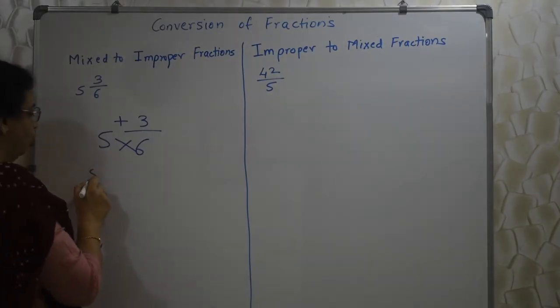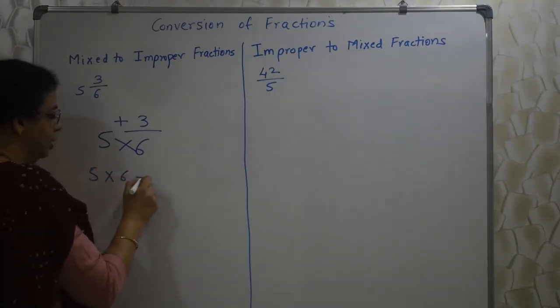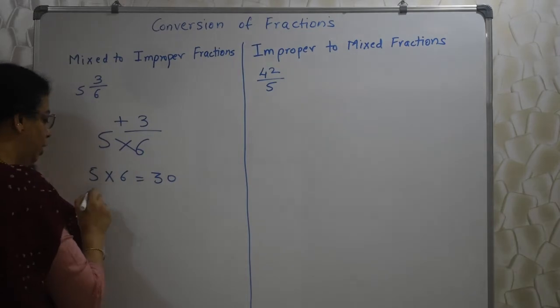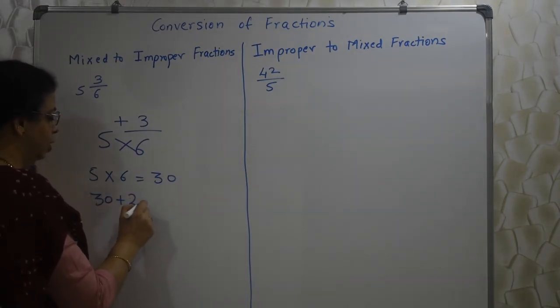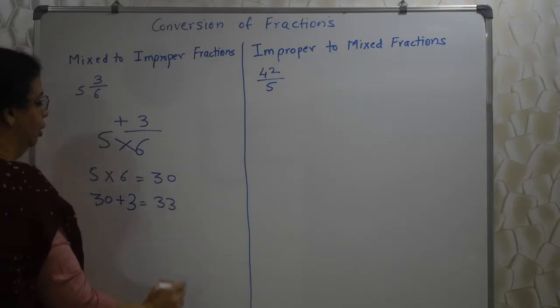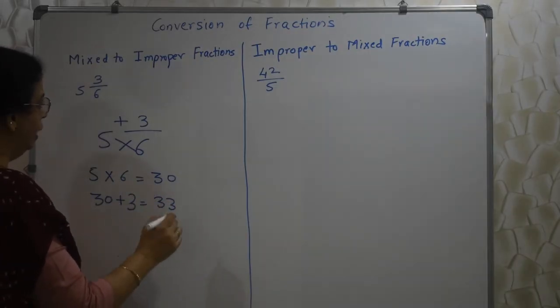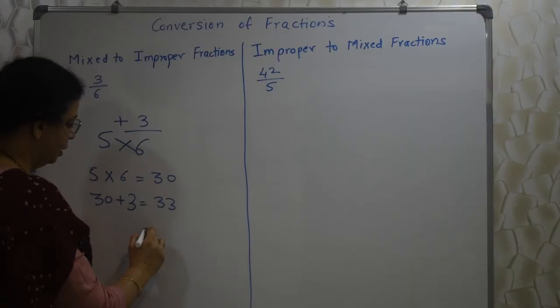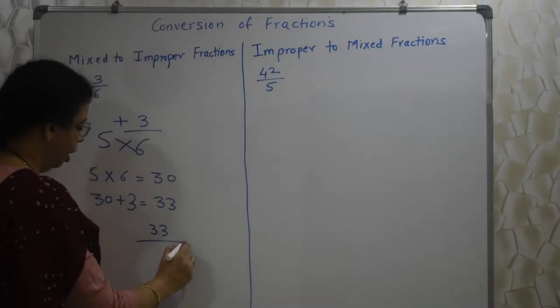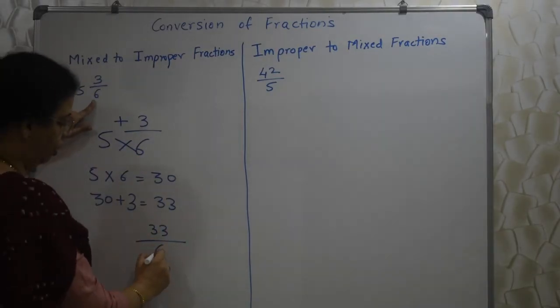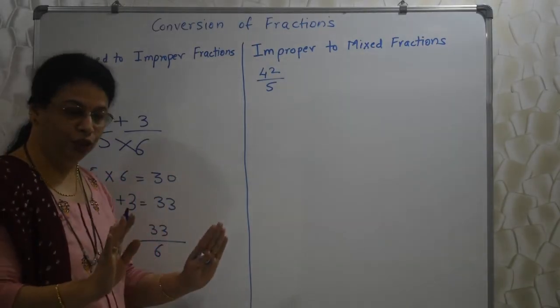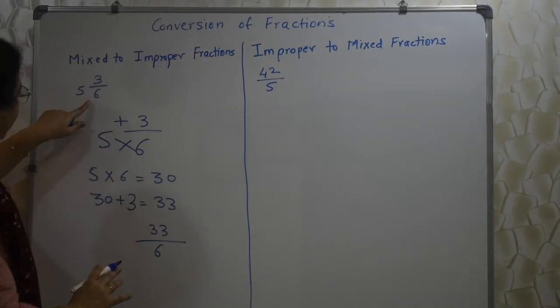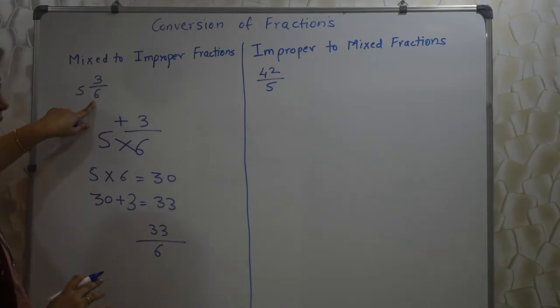So what you are going to do first? 5 into 6, you got 30. Then to that 30, you are adding the number which is there in the numerator, 3. So your final answer is 33 upon 6. Upon 6. Denominator does not change. Okay. So what we did, I am repeating it again.